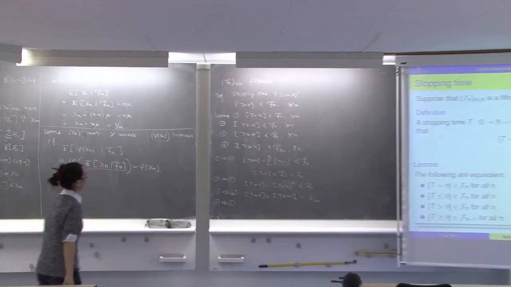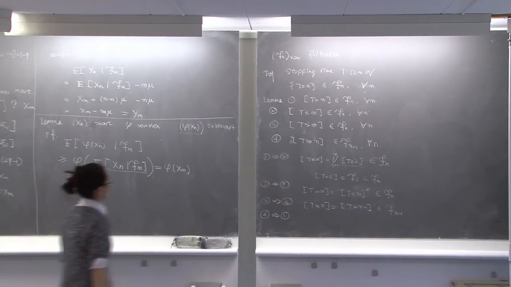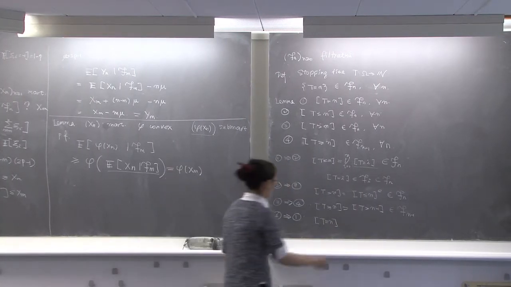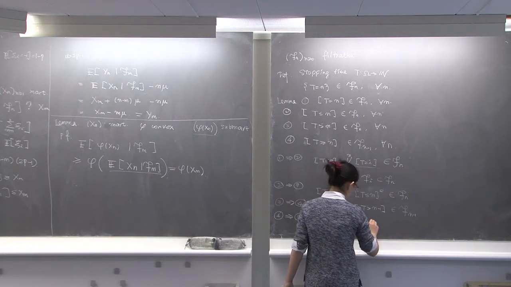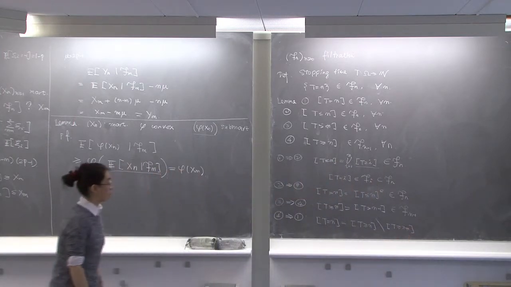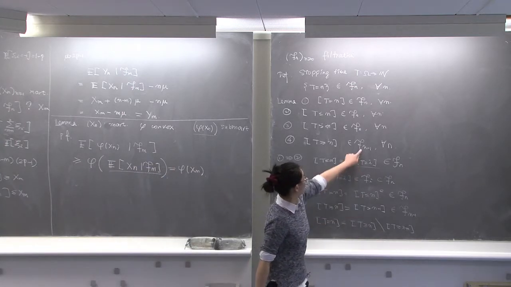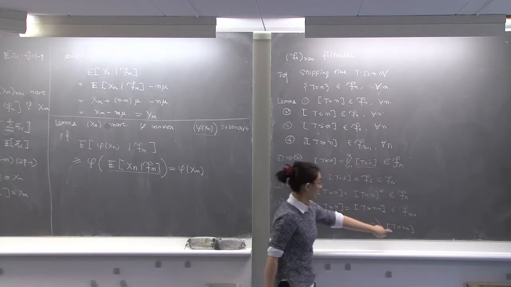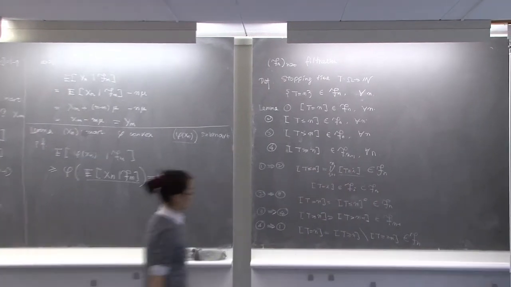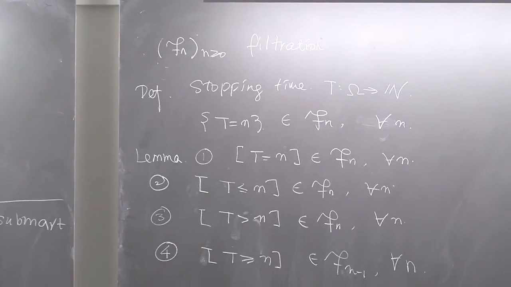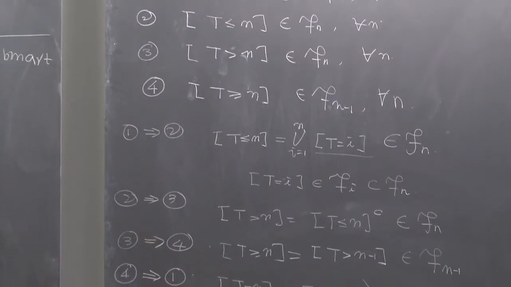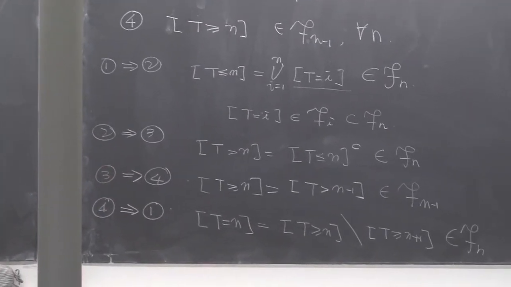So suppose we know the fourth, and we want to get the first. The first condition is t equals n. And t equals n is the difference between t greater than n minus 1 and t greater than n. For t greater than n minus 1, it is contained in F_n. And of course, t greater than n is also contained in F_n. So the difference of these two is also contained in F_n. OK, so this shows that these four conditions are equivalent. So in the later part of the lecture, if we have a time t, in order to check it is a stopping time, we can check any one of them because they are all equivalent.